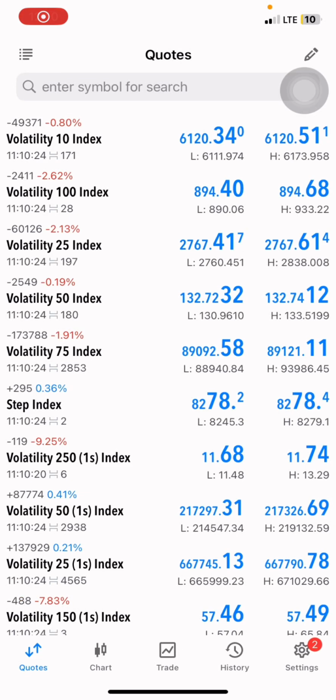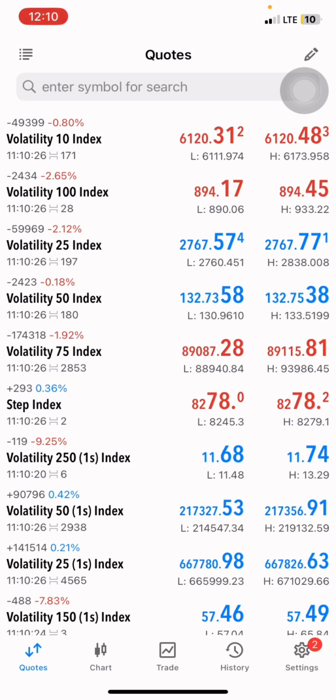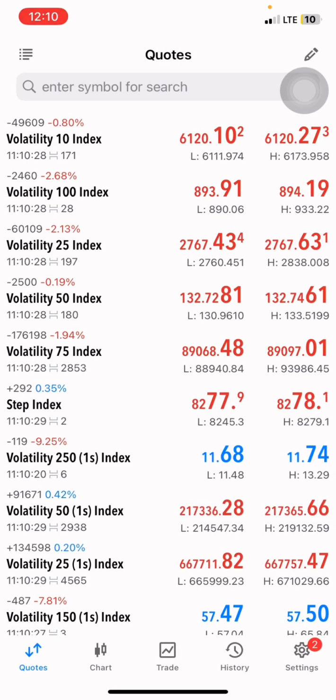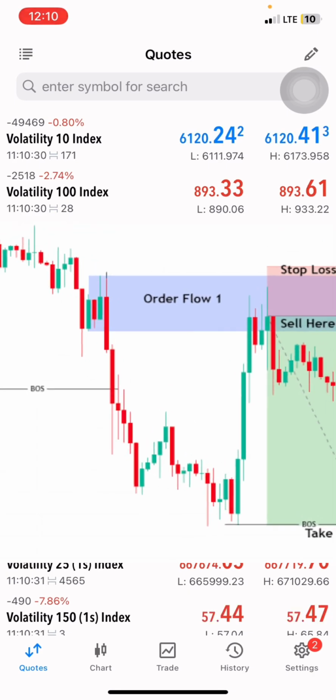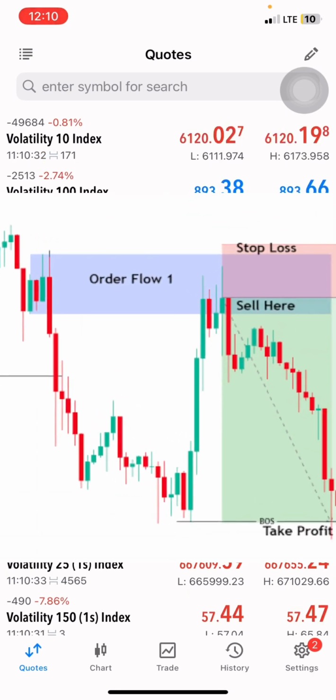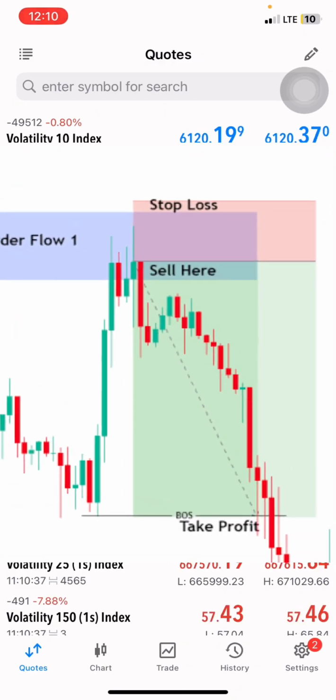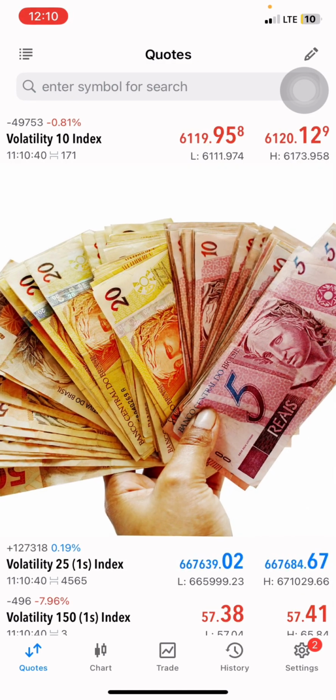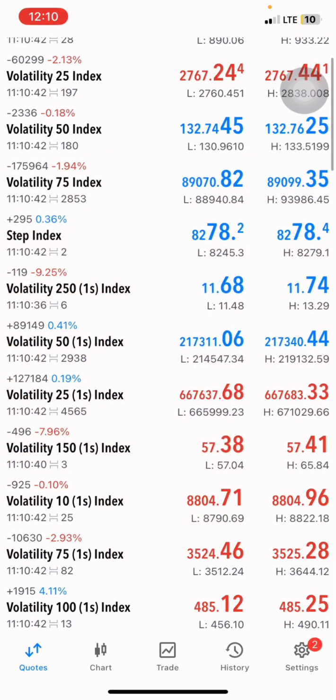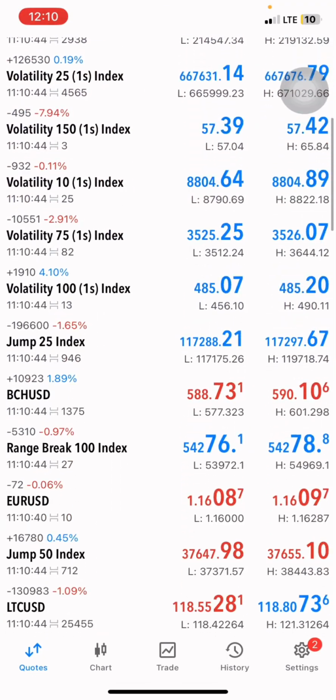Okay, now imagine a market that is open 24/7. The movement of that market is so smooth. There is nothing like new spikes. It obeys price action very well, and best of all, you can make a lot of money with that market. Now that is what volatility indices is.